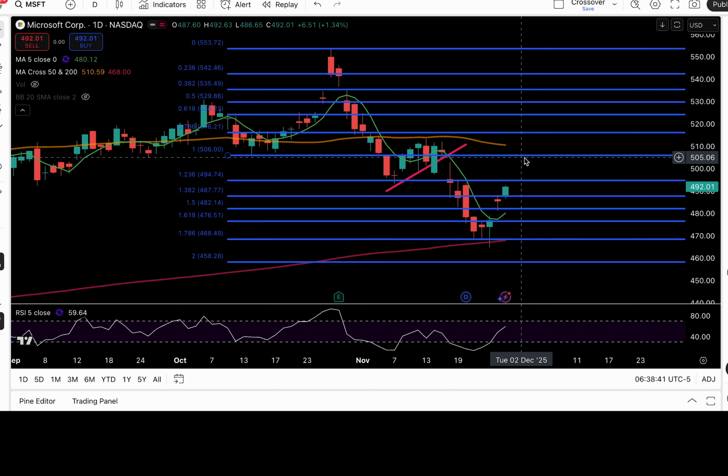But I would not enter puts unless 487.7 fails as support. And we can expect at least a $10 to $15 drop back down, possibly to fill some gaps. And if that 200 daily moving average gets tested again, it held on the last bounce, but if it gets tested again, there's a great chance it will not hold.